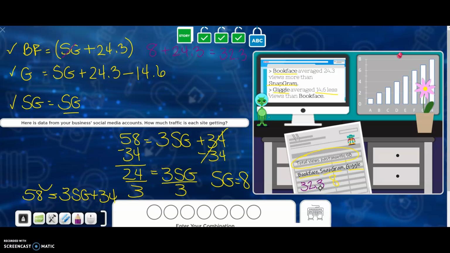And then to solve for Giggle, I know that it was Bookface minus 14.6. So 32.3 minus 14.6. And I get 17.7. So there are my three numbers that I'm looking for. And if you'll notice, there are 1, 2, 3, 4, 5, 6, 7 values in my combination, and 1, 2, 3, 4, 5, 6, 7 numbers there.